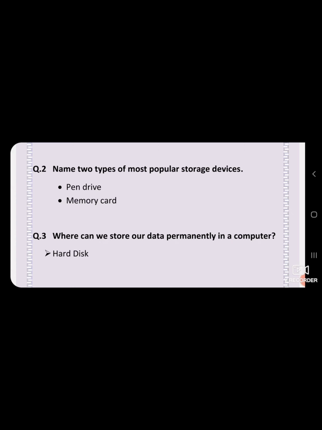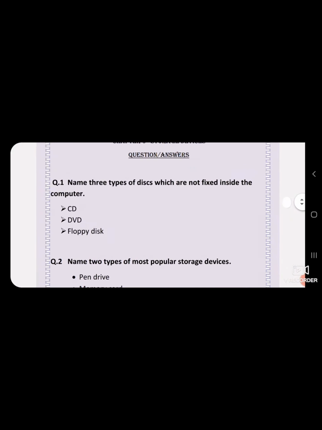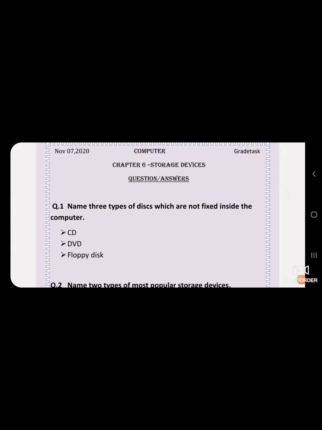Now the third one. Where can we store our data permanently in a computer? My dear students, we have learnt in the chapter that in hard disk we can store our data permanently in a computer. And where hard disk is located? It is fixed in the CPU of computer. Okay students, so hard disk is the permanent storage device. I hope these questions are clear to you. Now let's learn the back exercise.